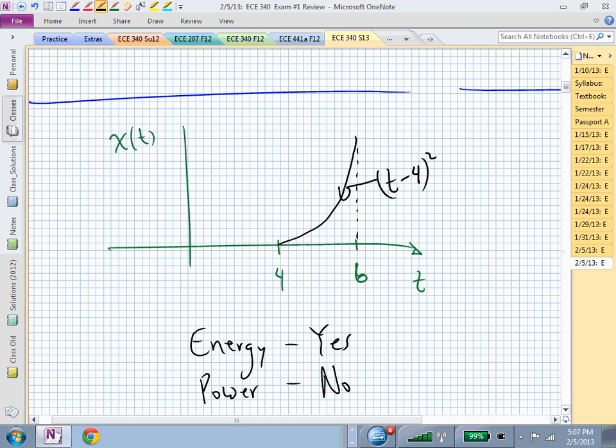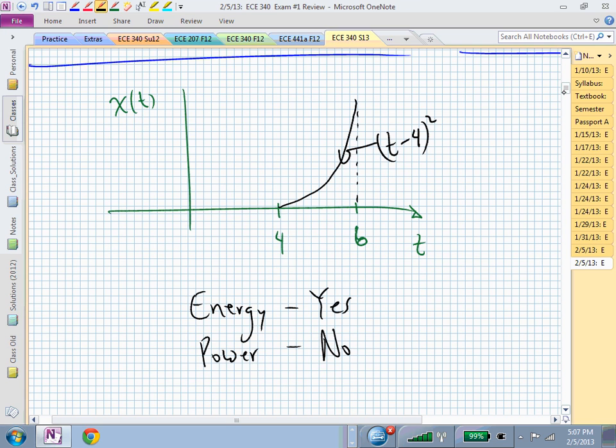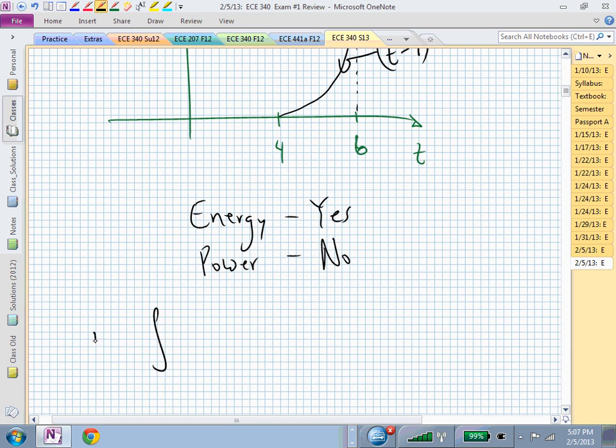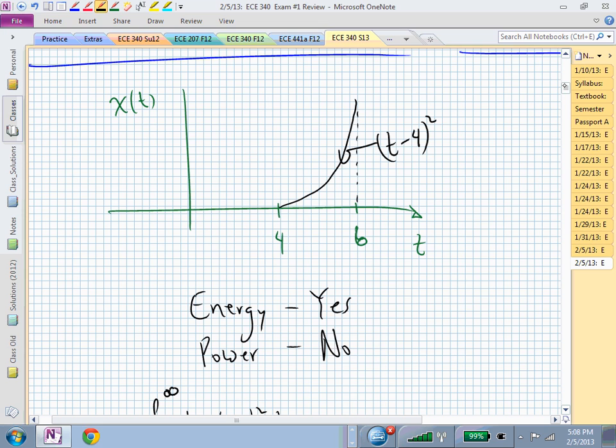Now, if somebody said, give me the energy in that signal, and you said, oh, that looks kind of ugly because now I have to do this. Let's say energy in x is now this integral from minus infinity to infinity of the magnitude of x of t squared dt. And now I need to look at t minus 4 squared squared.